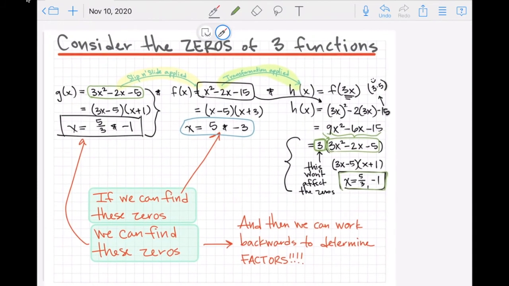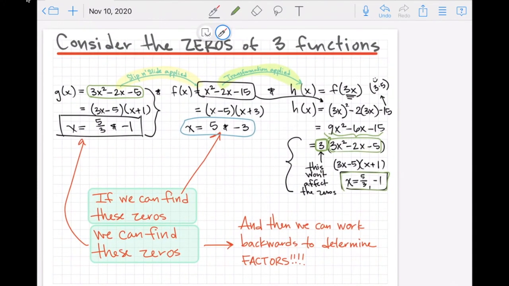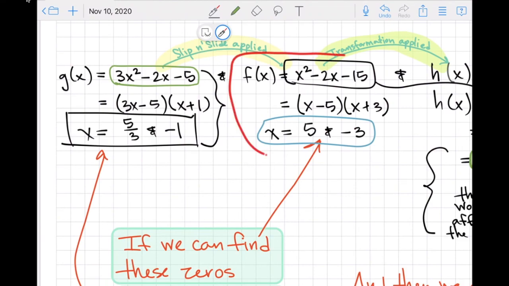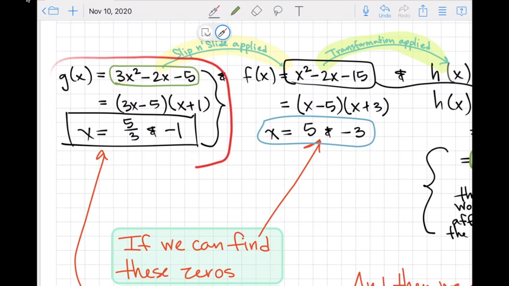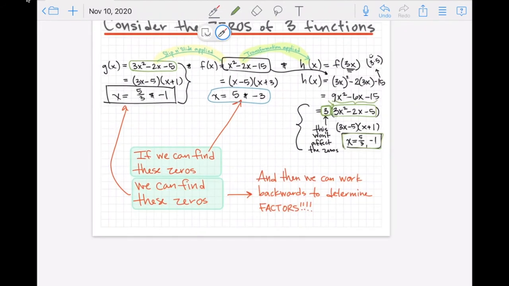So here's the big picture now. If we know the zeros of this, then we can divide it by the coefficient or the a value to find the zeros of this. And if we know the zeros of this, we can find the factors. So let's do some examples of that.